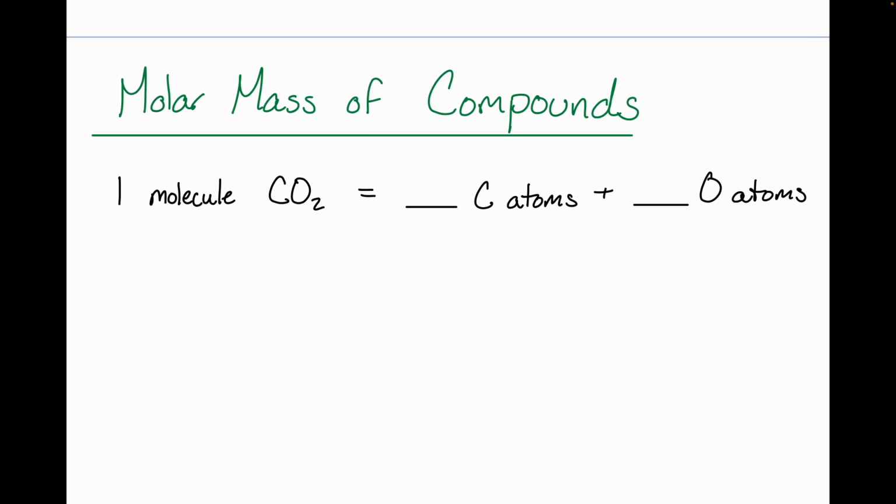Okay, nothing too crazy, right? 1 molecule of CO2 means that I have how many carbon atoms? 1. And how many oxygen atoms? 2. And again, that's just the definition of my molecular formula here. That 1 is that missing subscript next to the carbon, and that 2 is that subscript next to the oxygen, right? That's where you got those numbers from.